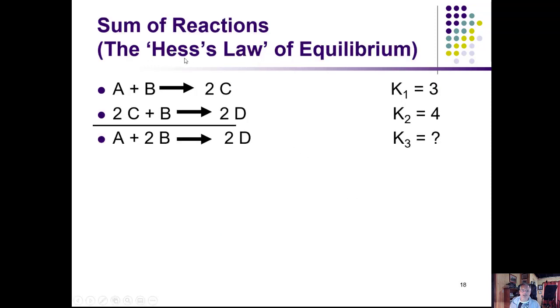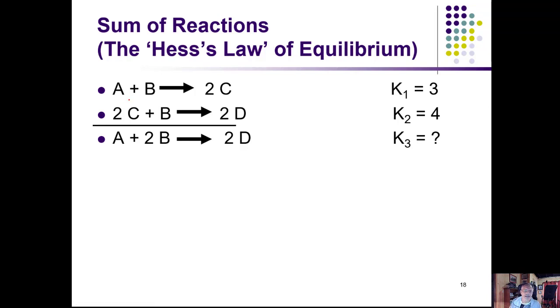Sum of reactions. This is the Hess's law of equilibrium. You remember from first semester with Hess's law that you had to add reactions. If you had the same component on opposite sides of one reaction and another reaction, you could cancel it. And if they were on the same side, you simply added them up.